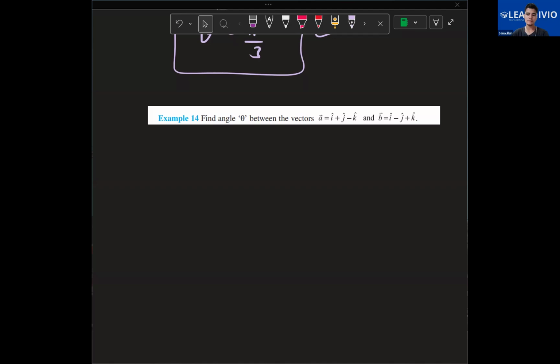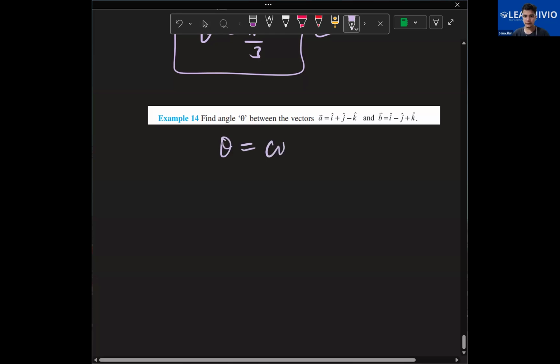Answer. Okay, what's the answer? Sir, cos inverse -1/3. Okay, what's your answer, Angelina? Same answer, sir. Theta is equal to cos inverse 1 by 3.